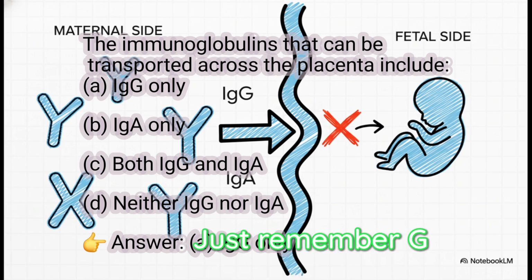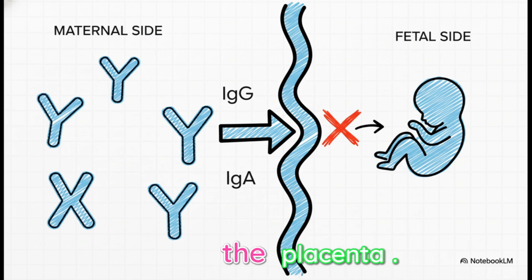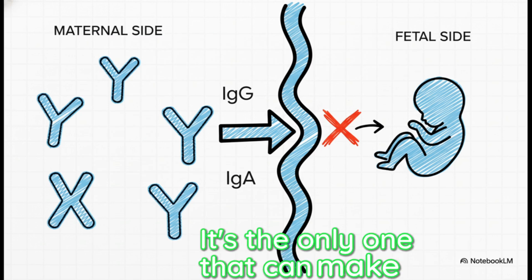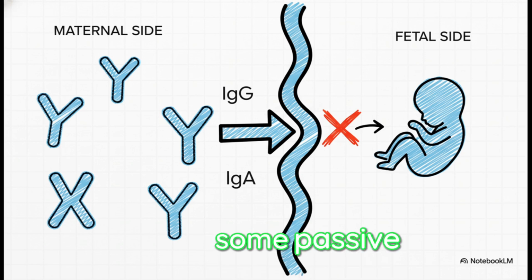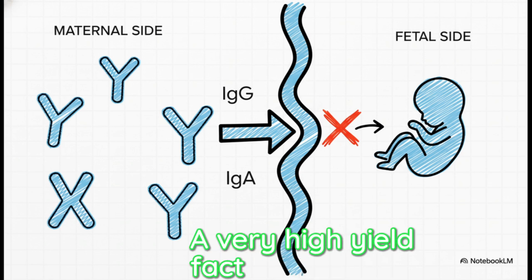Just remember G for goes across the placenta. It's the only one that can make that journey to give the baby some passive immunity. A very high-yield fact to remember.